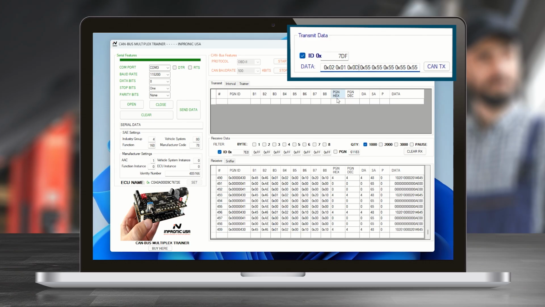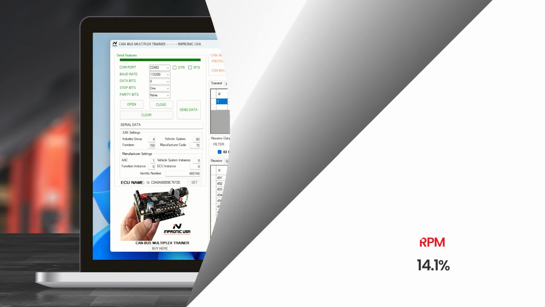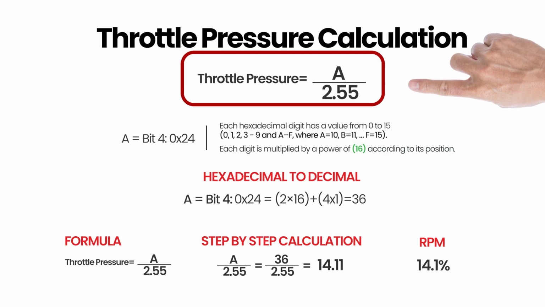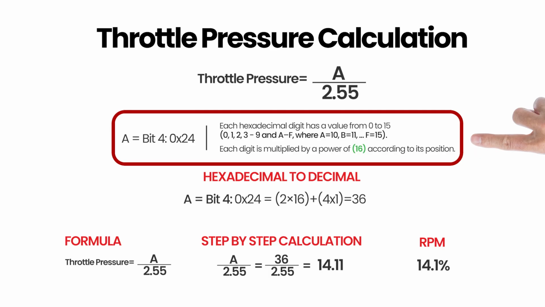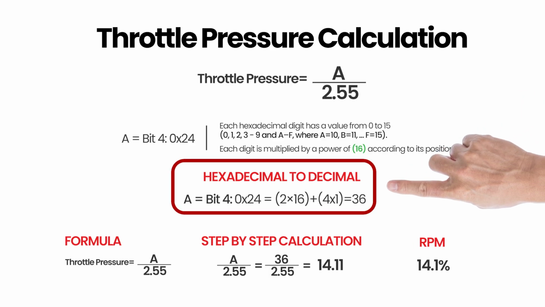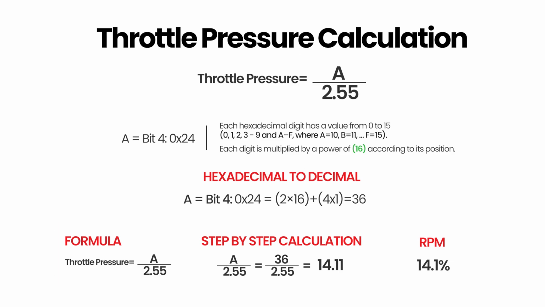The last request is for the throttle position, 0x11. We press CAN TX, and the response is displayed. Finally, we calculate the position of the accelerator. The formula is A divided by 2.55. In this case, byte 4 has the value 0x24. The prefix 0x means the number is in base 16. We convert it to decimal by multiplying 2 times 16 plus 4, which equals 36. Now we apply the formula. 36 divided by 2.55 equals 14.1. So the throttle pressure is about 14.1% in this vehicle.